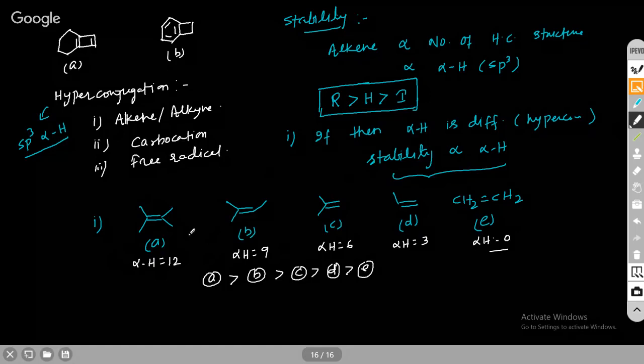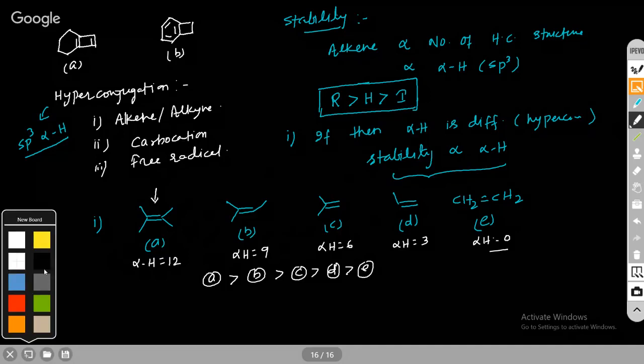And that is why you must have heard this, or you must know this, that more substituted alkene is more stable. Have you heard this? The stability of alkene, what we say? More substituted alkene is more stable. Yes? Reason behind this is what? Because more substitution, more will be the alpha hydrogens, right? You see, this alkene is the most substituted among all, right? That's why it is more stable, right? The reason is hyperconjugation only.